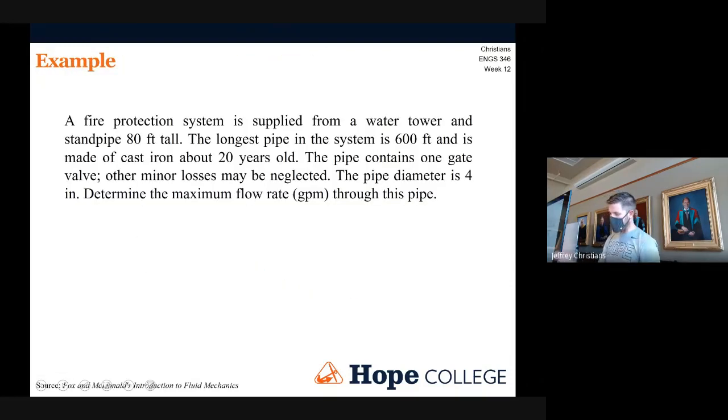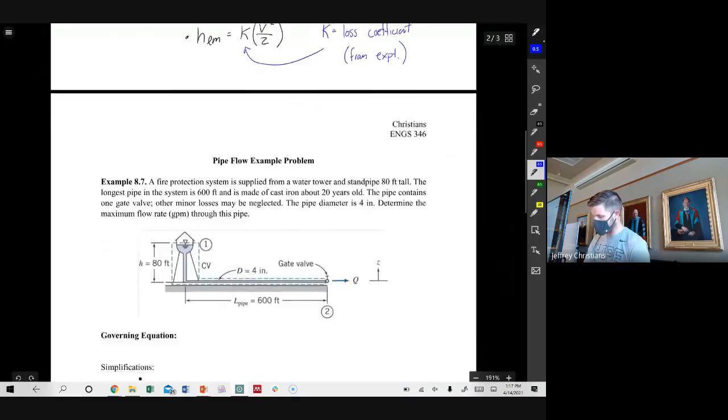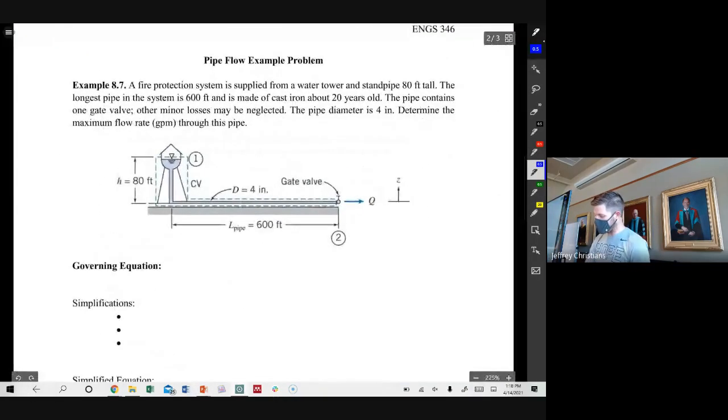Okay, so if you want to flip now to the one-page handout, what we're going to do is a relatively quick example of how we would find flow rate for a fire protection system. So I'll flip over to it too. This is the example that you have. Our book also goes through this, example 8.7 in our book. So if you want to go back and look at how the book does it, that may help you if you get lost for some reason.